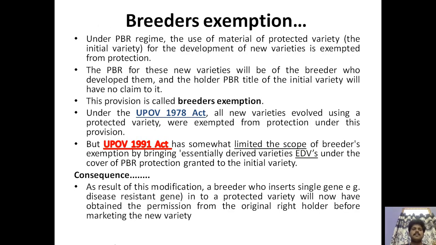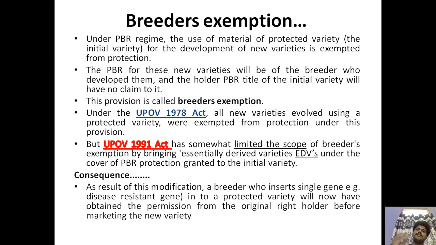Then there is a provision called breeder's exemption. Under this PBR regime, the use of the material of the protected variety for development of a new variety is exempted from protection. What it means is that the PBR for these new varieties will be of the breeder who developed them, and the holder of the PBR title of the initial variety will have no claim to it. This provision is called breeder's exemption.